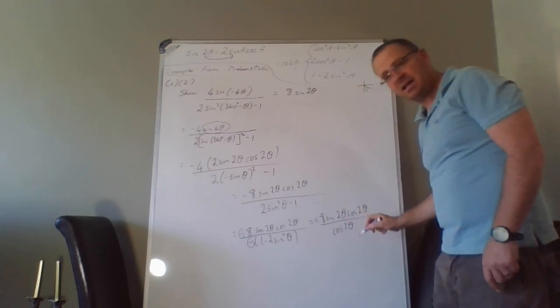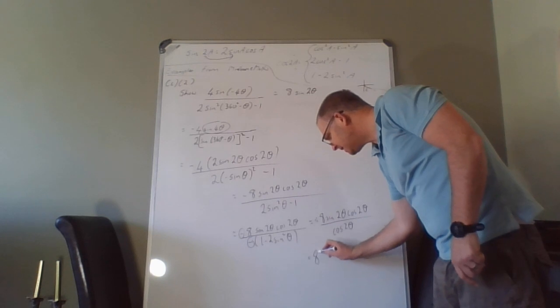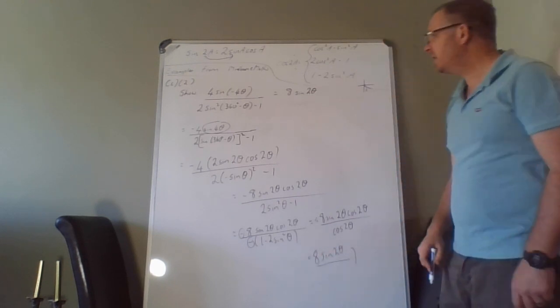Voila! And now, what happens? The cos 2 thetas cancel. And I'm left with 8 sine 2 theta, which is what I'm trying to prove.